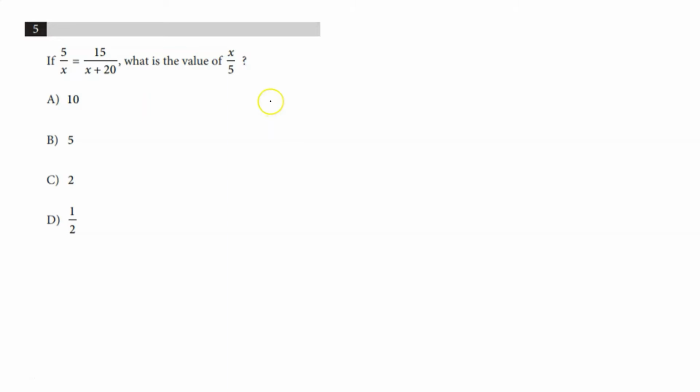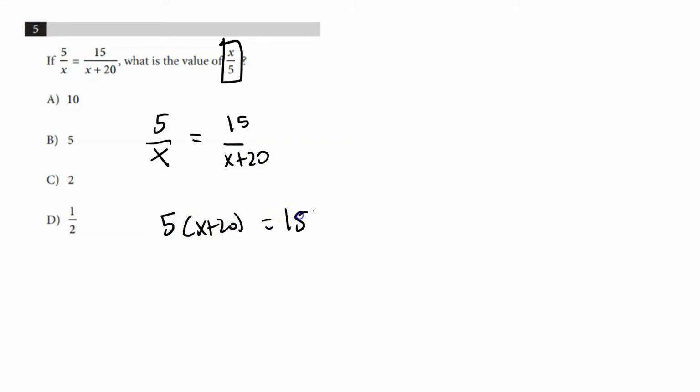So number 5 reads, if 5 over x equals 15 over x plus 20, what is the value of x over 5? Rewriting our equation here, immediately, your first tactic should be cross-multiplying. So we say that 5 times quantity x plus 20 equals 15 times x. Distributing on this side, we have that 5x plus 100 equals 15x.